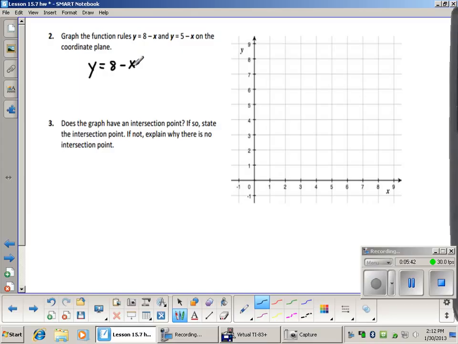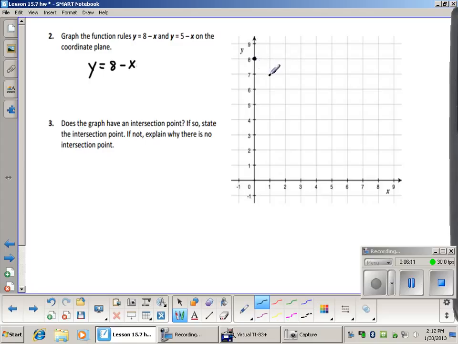And so the first thing I see is that this is in slope-intercept form. I just have the intercept written before the slope. So in this case, my y-intercept would be at 8. So I'm going to go to the y-axis and I'm going to go up to 8. All right. And then this indicates that my slope is minus 1, right? So I need to go down 1 and over 1.